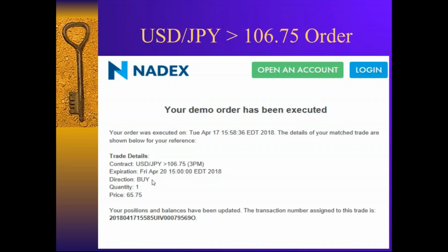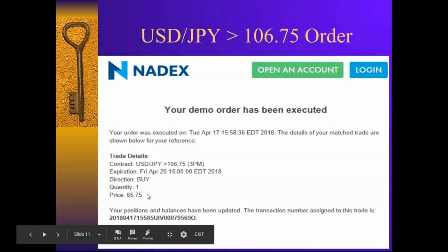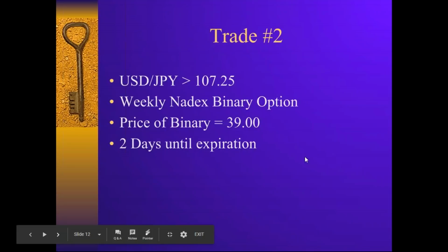Remember when we started the review. For a binary option, you're either buying if you think it's going above the level, going to be greater than, or selling it if it's below. Here's the quantity and here's the price. So once again, this option, had you bought this, meaning that you thought that within the next 2 days the market would expire above the 106.75 strike price, then you would get your $65 back plus the remaining money to equal $100, which would be the maximum profit you would get.